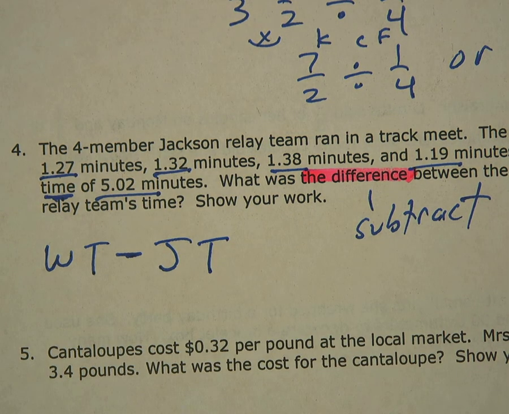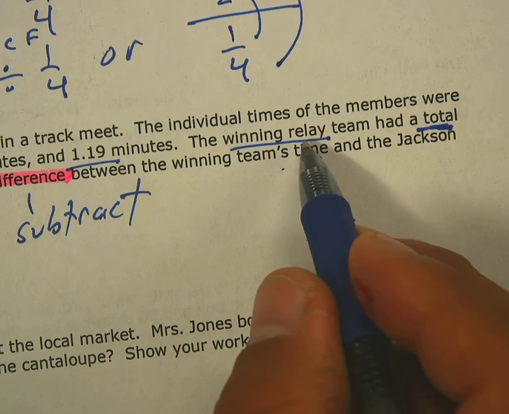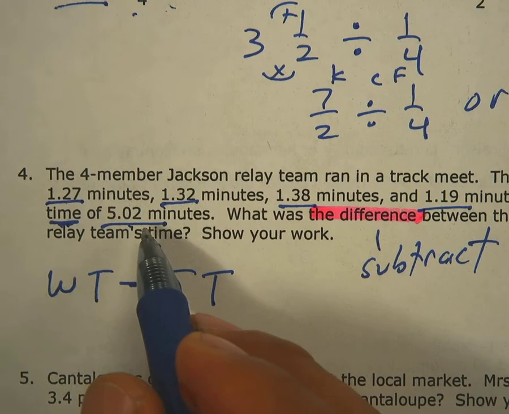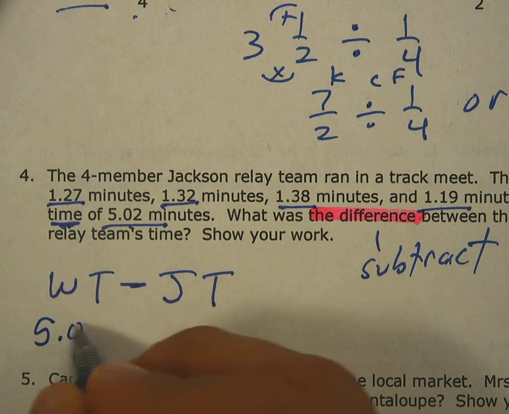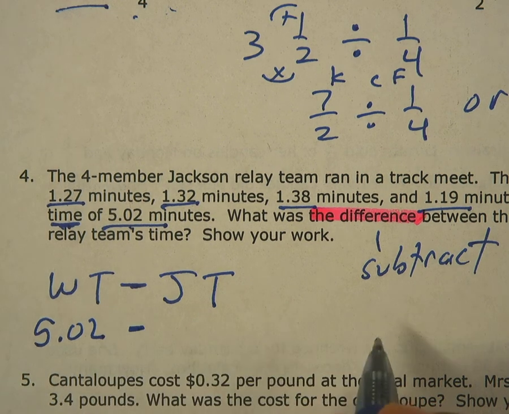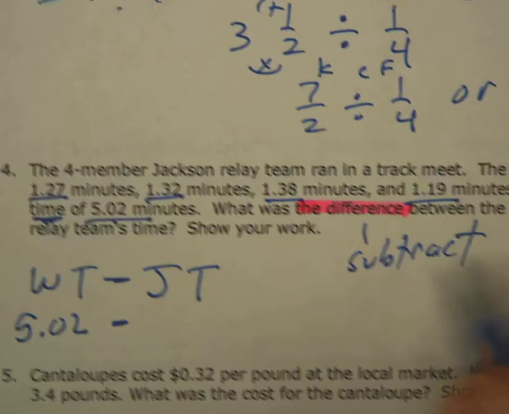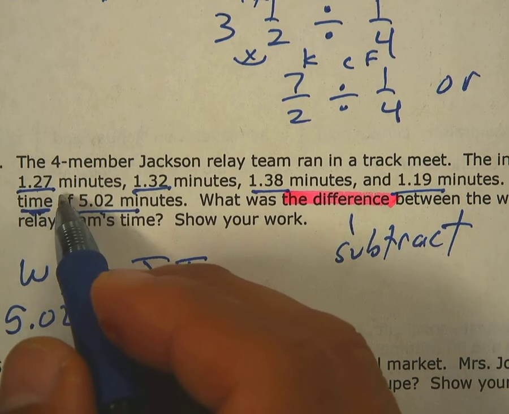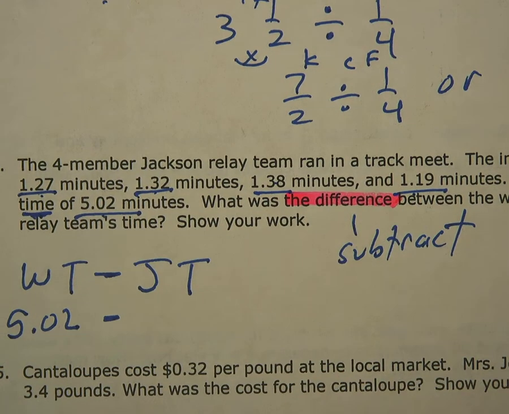The winning team had a total time of 5 minutes and 2 minutes. So we're going to put here 5.02 minutes minus what was Jackson team's total? Well, how do you get a total? Total means add. So this plus that, and then you subtract it, and you get your answer.